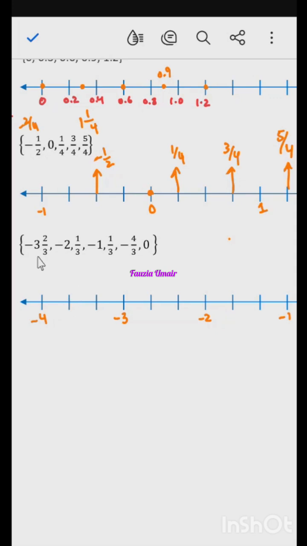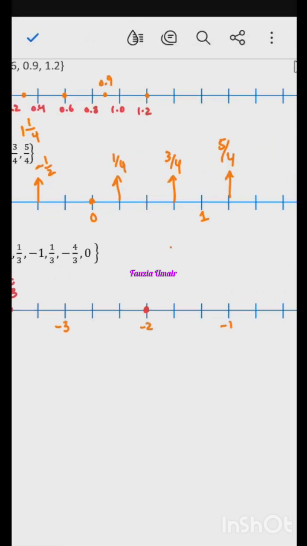So now I need to draw minus 3 whole 2 by 3. So this is minus 3 whole. This is minus 3 whole 1 by 3. This is minus 3 whole 2 by 3. So this is the point, minus 3 whole 2 by 3. So now minus 2. So minus 2 is exactly on this point. Okay. Now next is minus 1 by 3, sorry, minus 1 by 3 is also accurately located here.